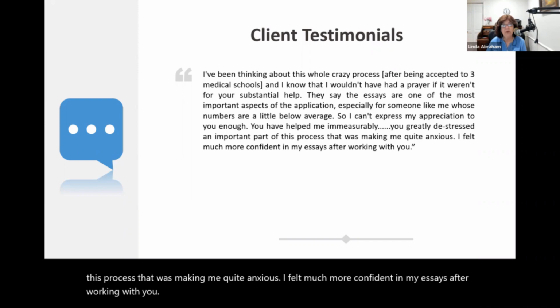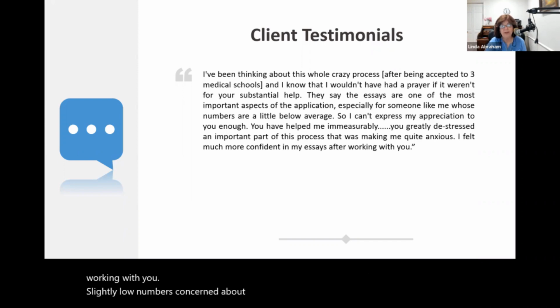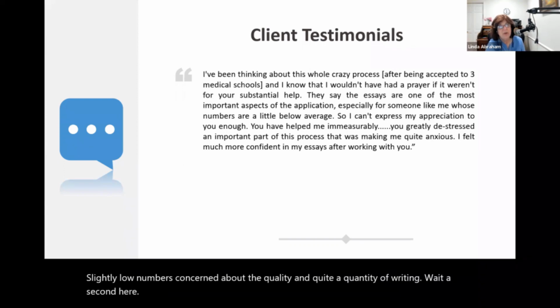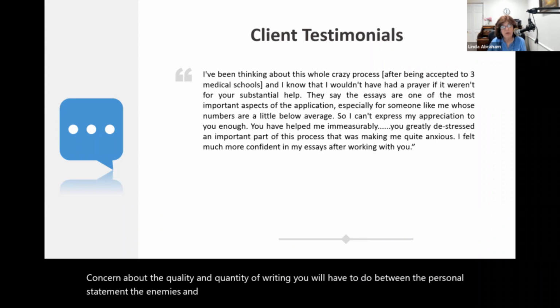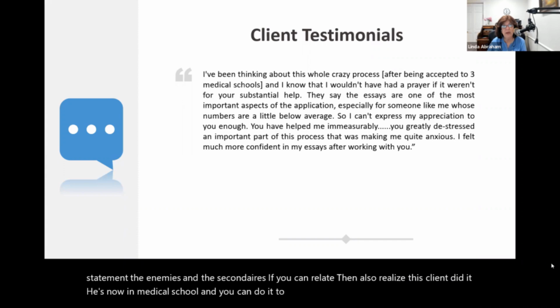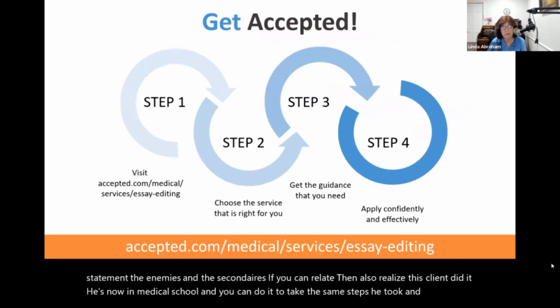Slightly low numbers, concern about the quality and quantity of writing. Wait a second here. Concern about the quality and quantity of writing you will have to do between the personal statement, the MMEs, and the secondaries. If you can relate, then also realize this client did it. He's now in medical school, and you can do it too. Take the same steps he took and get accepted.